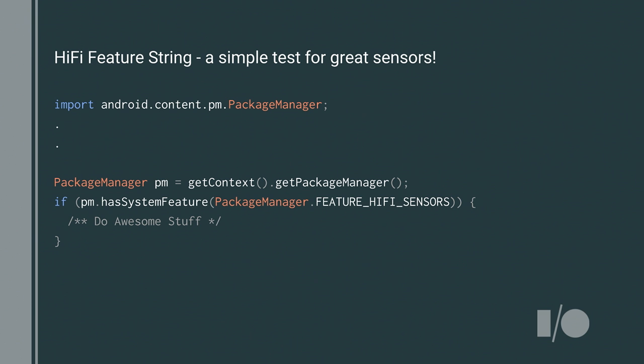Checking for the Hi-Fi sensor support is very easy. This code snippet shows you how to do it. We're simply looking for a feature string to be declared. So with a quick query to the package manager, you can be assured that your device has great sensors and will support all the fundamental pillars of contextual awareness.